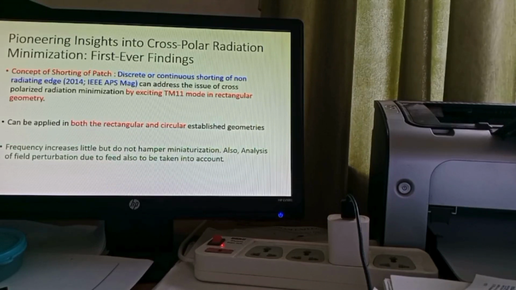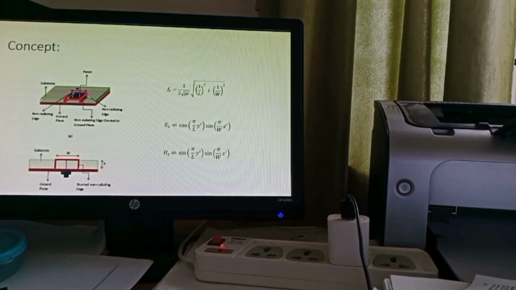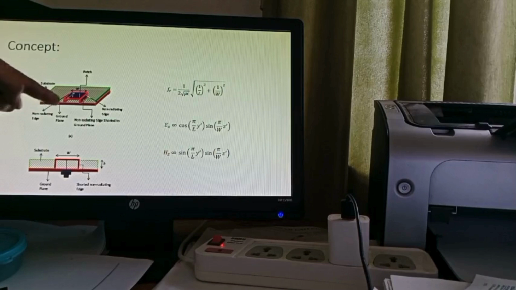and the analysis of field perturbation due to the feed also has to be taken into account. In the cavity model we generally analyze the source-free cavity, but with a source some perturbation comes, which will modulate the field beneath the patch, and that also has to be considered. So this is the basic concept. Here you can see the continuous shorts are there in the non-radiating side.